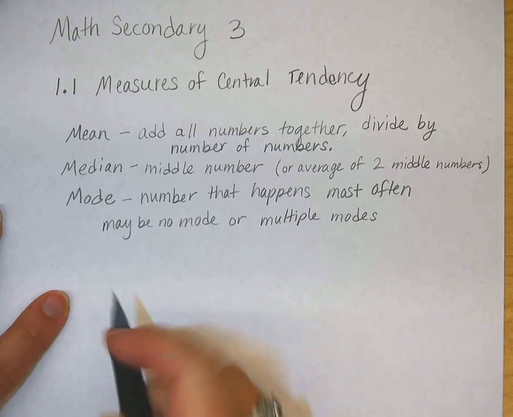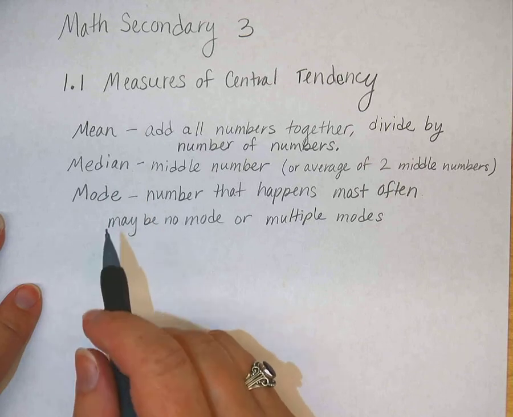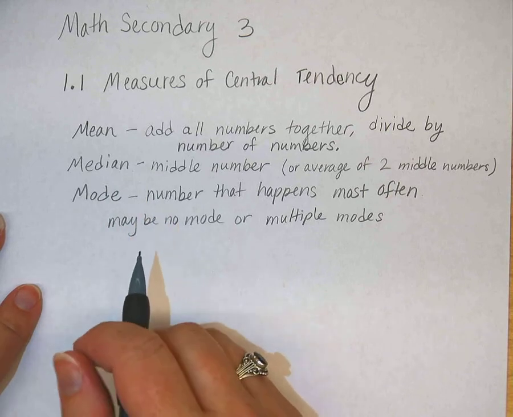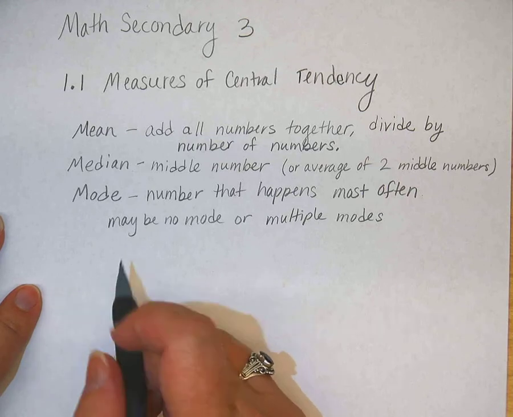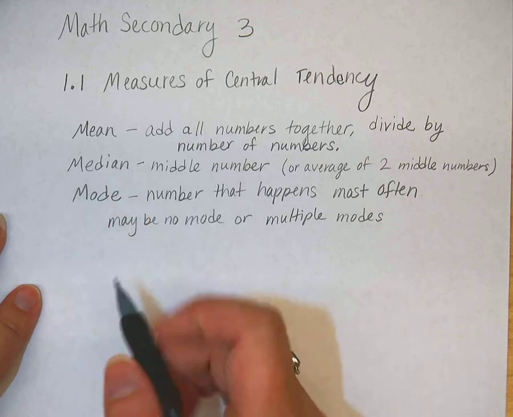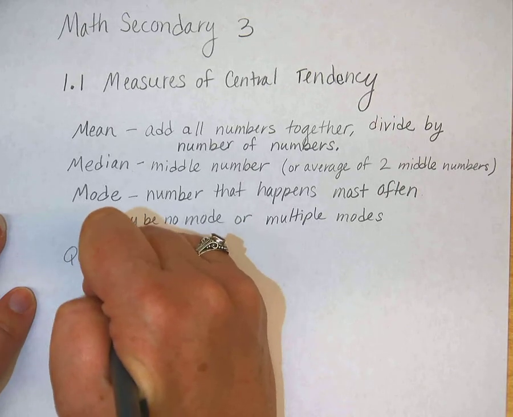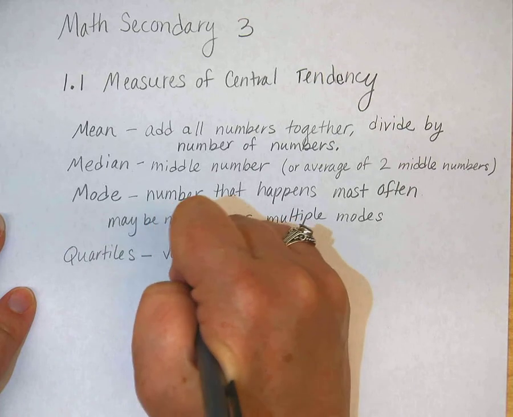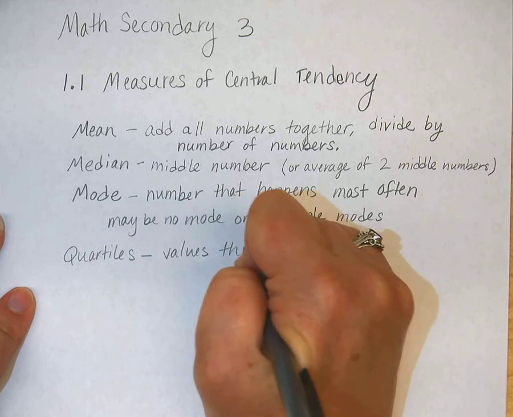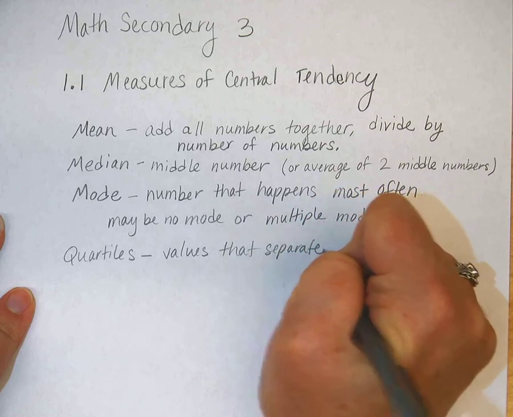Okay, after we've found the median of some data, we can break the data down further into smaller pieces called quartiles. That's where we break the data into 4 equal pieces. So quartiles are the values that separate the data into 4 equal pieces.